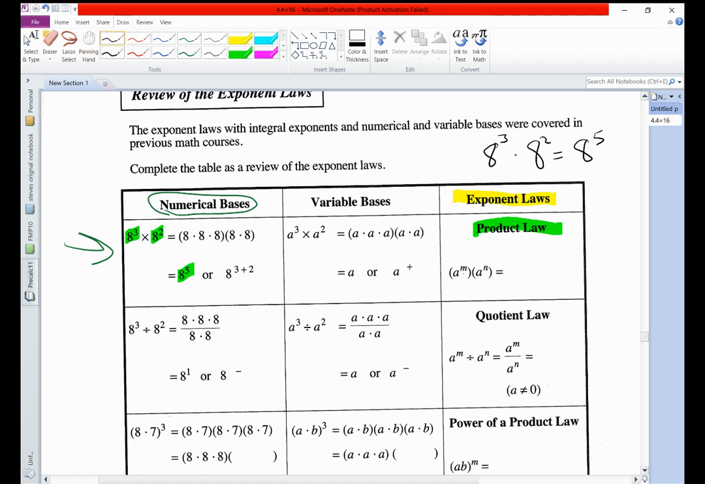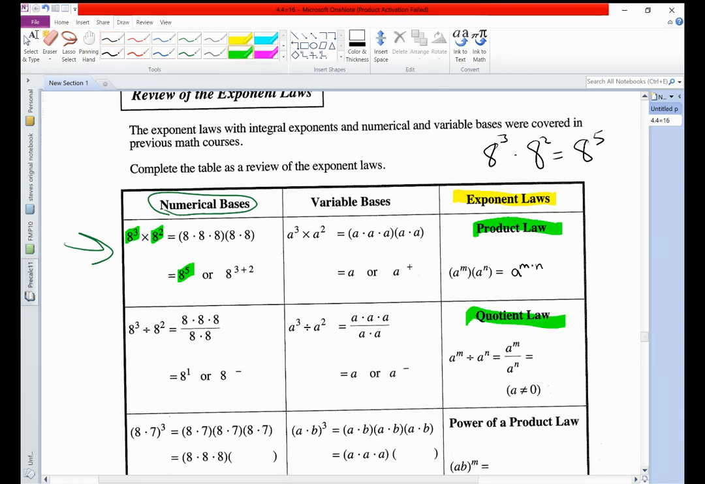So in this case, a to the power of m multiplied by a to the power of n would be a to the power of m plus n. That's a plus sign. My dot's not very big. There we go. That's the product law. So powers of the same base, when you multiply, you add exponents. And then the quotient law is dividing.